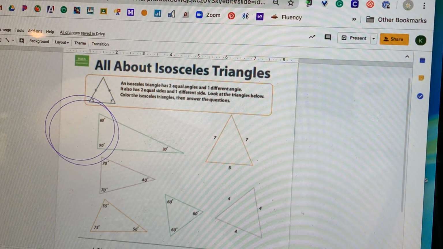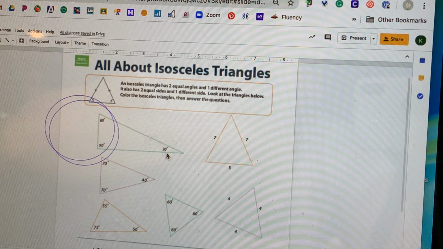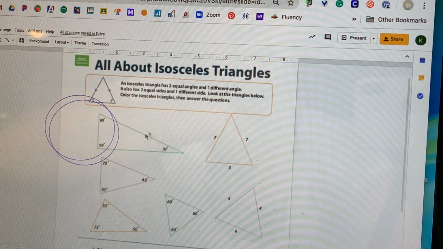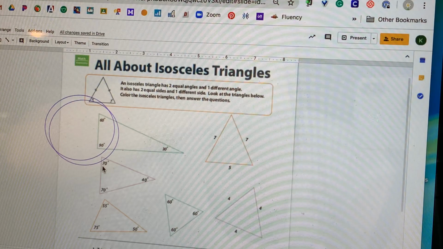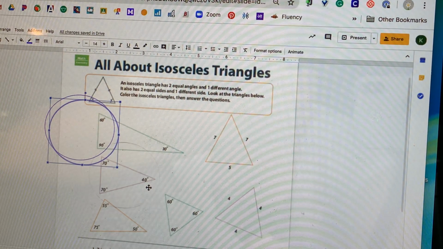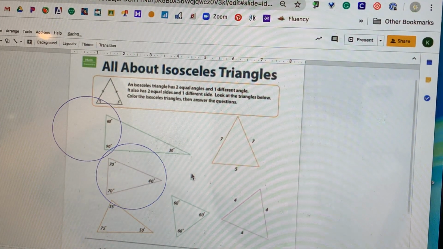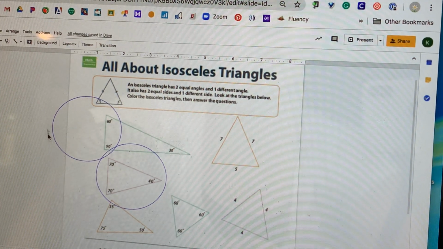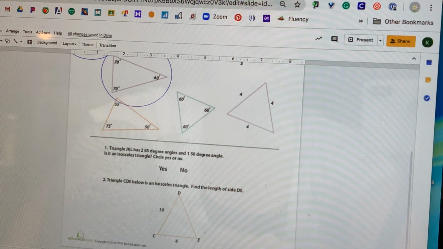All right, so if you have 60 and 90, those are not the same. Let's see if this one matches. This corner is 30 degrees, so that is not an isosceles triangle. Okay, this one has 70 degrees, 70 degrees. Oh, that's one of the things. If we have two equal angles, that's called an isosceles triangle. So now you just need to find one more triangle that is isosceles. Remember, you don't have to do the bottom.